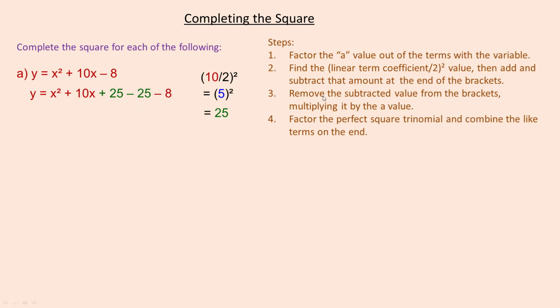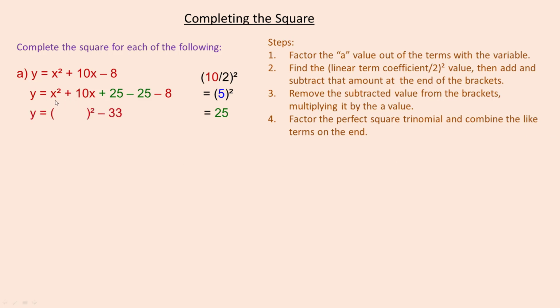So now step 3 says remove the subtracted value, which is the negative 25, from the brackets. But there aren't any brackets in this case because the a value is 1. So we don't actually have to do step 3 if the a value is 1. When the a value is 1, you actually get to skip the first and third step. The last step says to factor the perfect square trinomial and combine the like terms in the end. So we're going to do this.